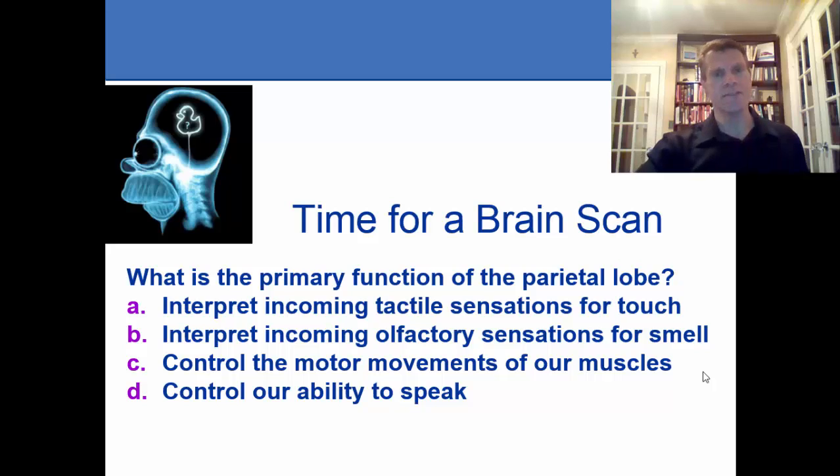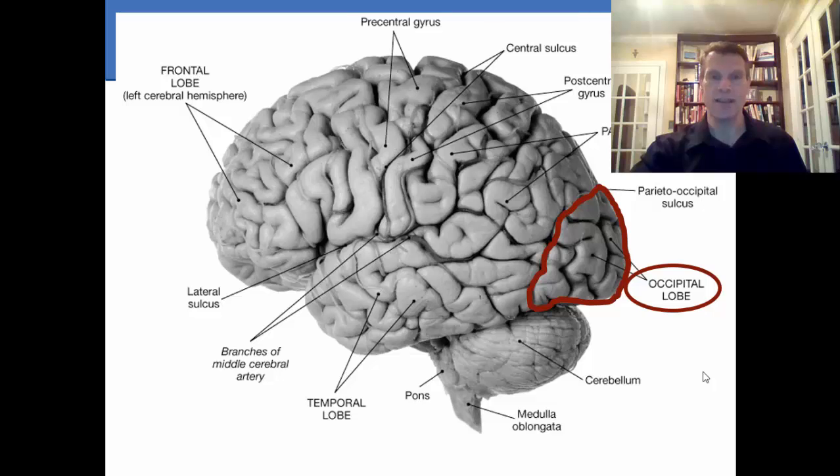What is the primary function of the parietal lobe? Interpreting incoming tactile sensations for touch, interpreting incoming olfactory sensations for smell, control the motor movements of our muscles, control our ability to speak. Hopefully you said interpret incoming tactile sensations for touch.